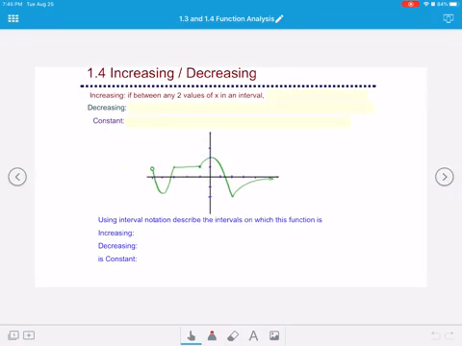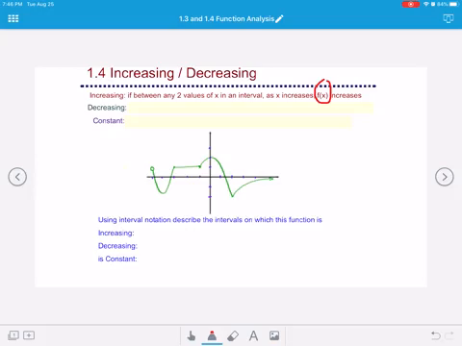Okay, so increasing and decreasing. We say a function is increasing on an interval, or decreasing on an interval, or constant on an interval, and that interval will be two x values, say from x1 to x2. A function is increasing if, as you go between any two x values in that interval, as x increases, your f of x increases. Now, I know you want to call that y, but please, when we're in functions, call it f of x.